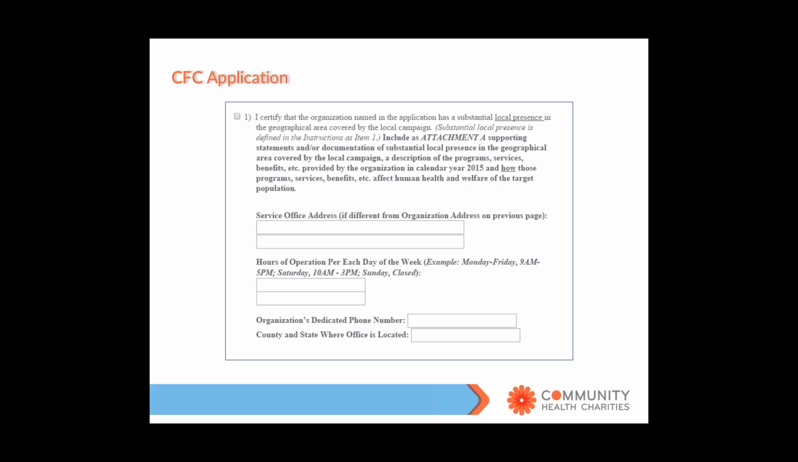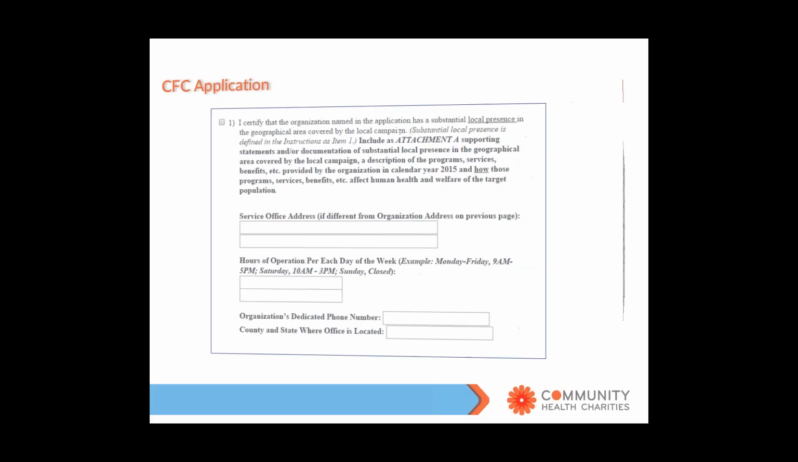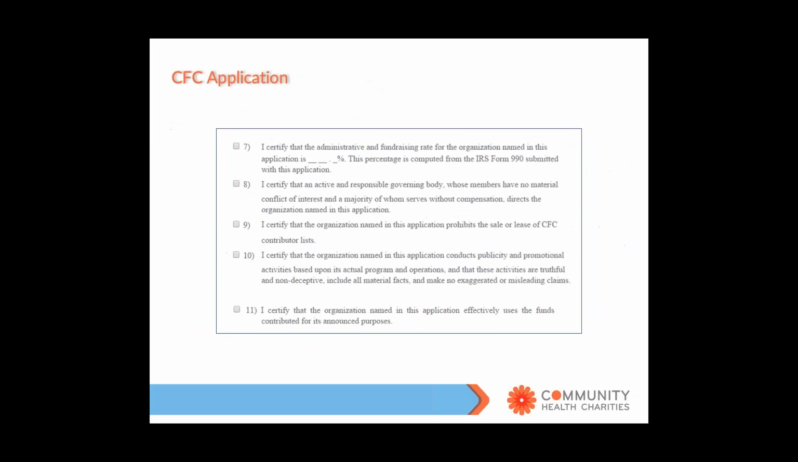This has not changed since last year, but we just wanted to point it out to make sure that you know to have this match your attachment A submission. Also, I wanted to point out on certification 7, the AFR, or your overhead percentage, will fill out from what you enter in your charity profile. So you want to make sure you do your charity profile step, get your AFR calculation before you do this form so that it will pre-populate for you.